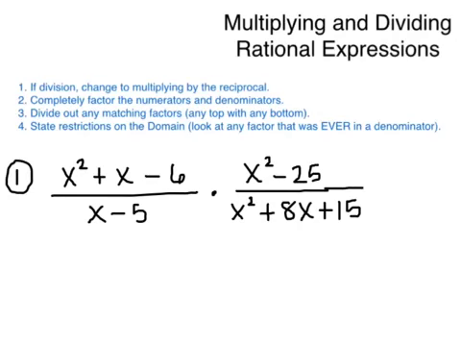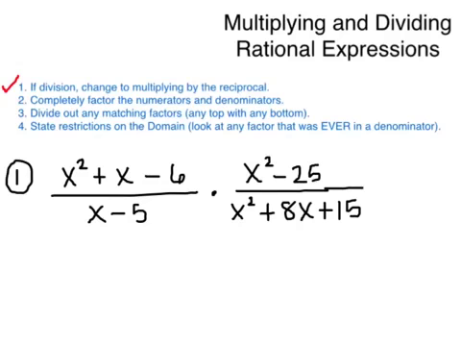Now we're going to multiply and divide rational expressions. It's very similar to when we simplified rational expressions, except we just have multiple fractions instead of a single fraction. First of all, if it's division, the first thing you're going to do is change it to multiplication. So this particular example below is not division, but the next example, number 2, will be. So if division, change it to multiplying by the reciprocal.